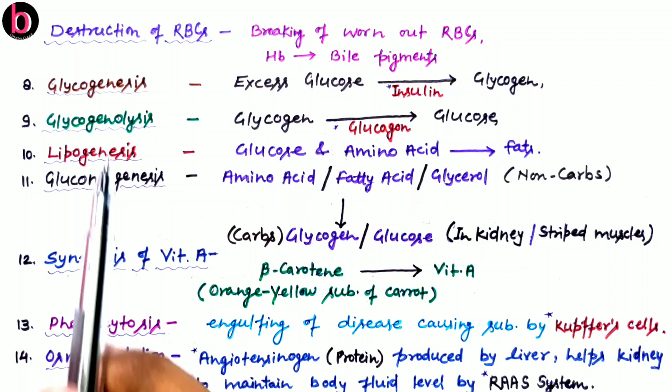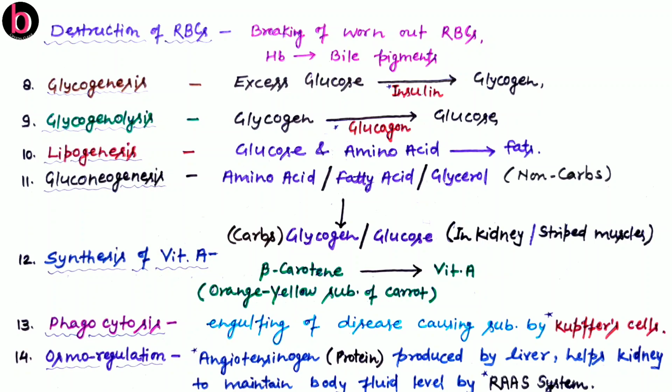The next function is glucogenesis. This is about conversion of excess glucose into glycogen, and this process is promoted by the hormone insulin, which is secreted by the pancreas. This is actually by the beta cells of islets of Langerhans of the pancreas, and the site of function is here, liver. So inside the liver, excess glucose is converted into glycogen and stored as a food material for future use.